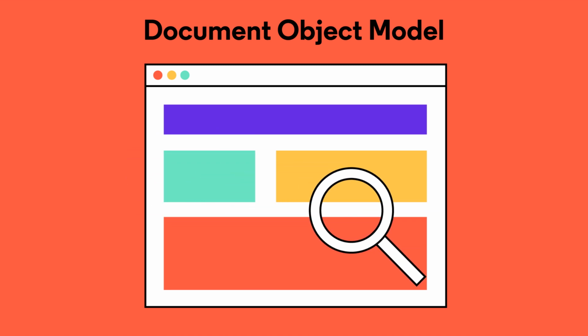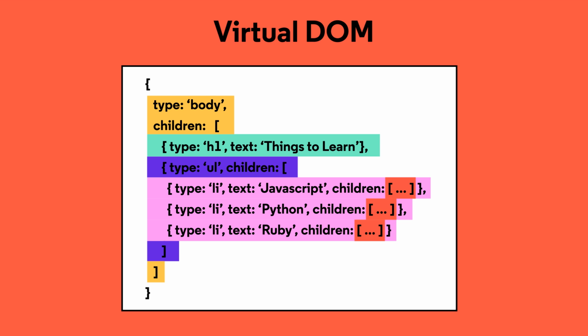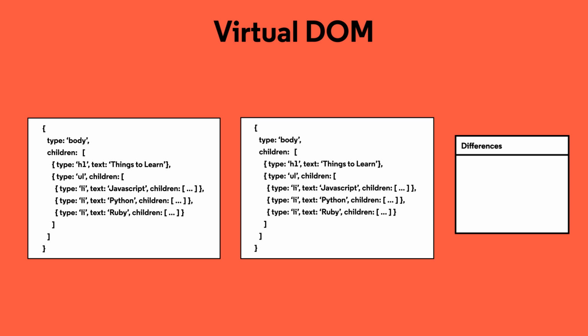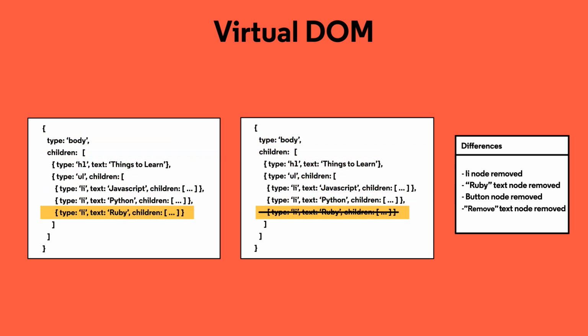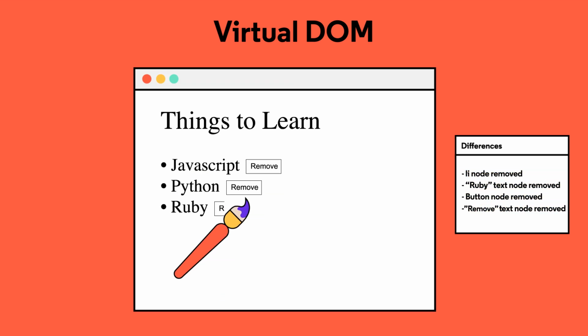However, what if there was a fast way to make these comparisons? That's where the virtual DOM comes in. Some front-end frameworks, like Vue and React, create their own representation of the DOM as a JavaScript object. Whenever a change is going to be made to the DOM, the framework instead makes a copy of this JavaScript object, makes the change to that copy, and compares the two JavaScript objects to see what has changed. It then informs the browser of these changes, and only those parts of the DOM are repainted.